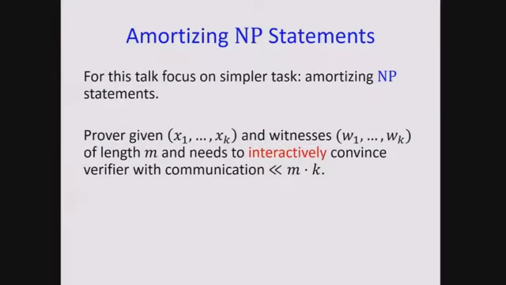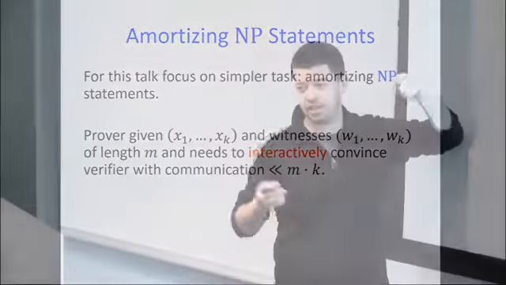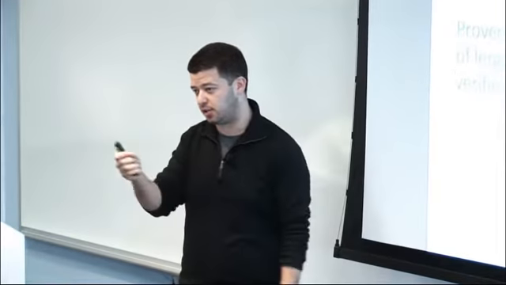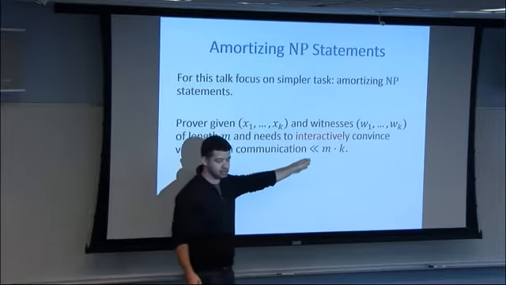So think of the following scenario. We have an NP language, and we have a prover which is given k instances and the k corresponding witnesses. And we have a verifier that is also given just the instances, x1 up to xk, and wants to check that each one of x1 up to xk is in the language. So obviously the prover could just send the witnesses, but we want a solution which potentially can use interaction. That's fine. But we want the amount of communication to be much less than m times k.